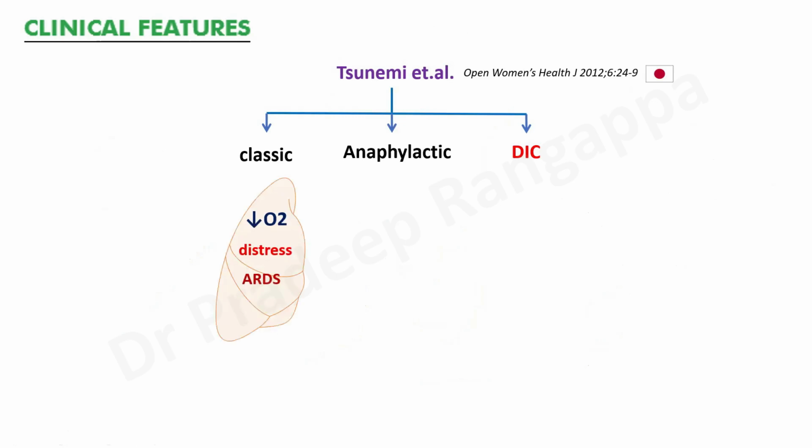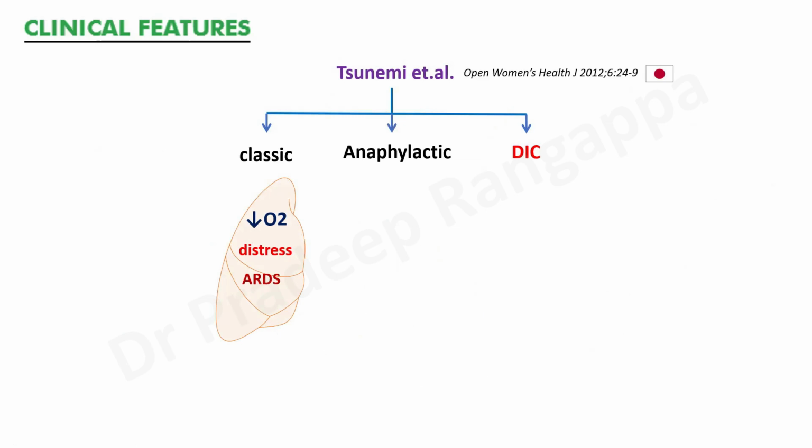So Tsunemi et al. from Japan in 2012 classified this clinical presentation into three variants. There is a classic variant, an anaphylactic variant, and a DIC variant. The classic variant is predominantly respiratory, where they can have hypoxemia due to severe bronchoconstriction, which can later lead to respiratory distress and ARDS.